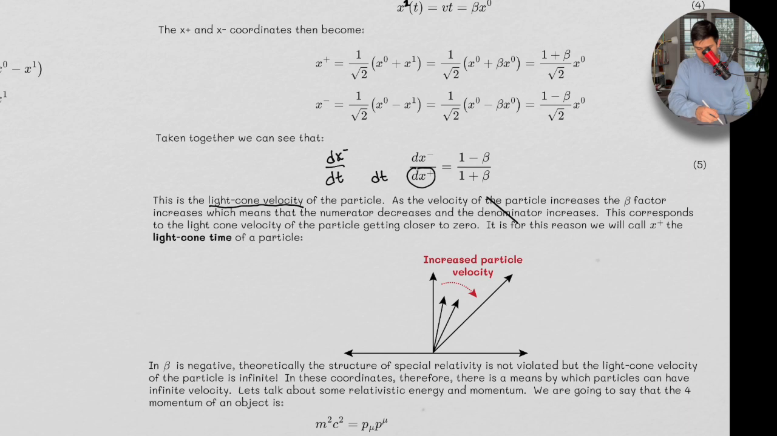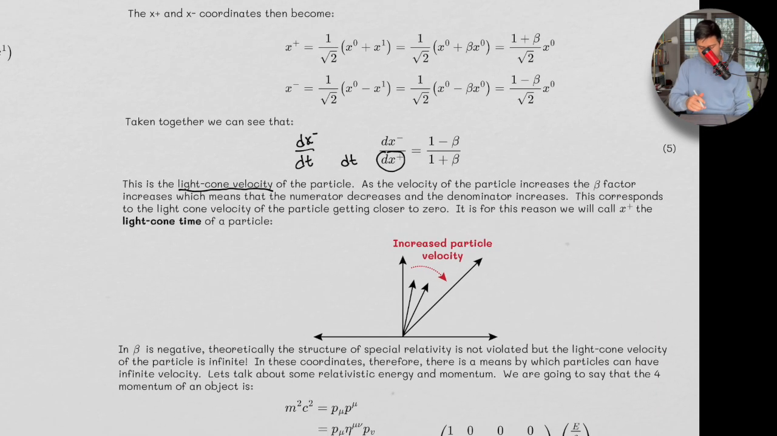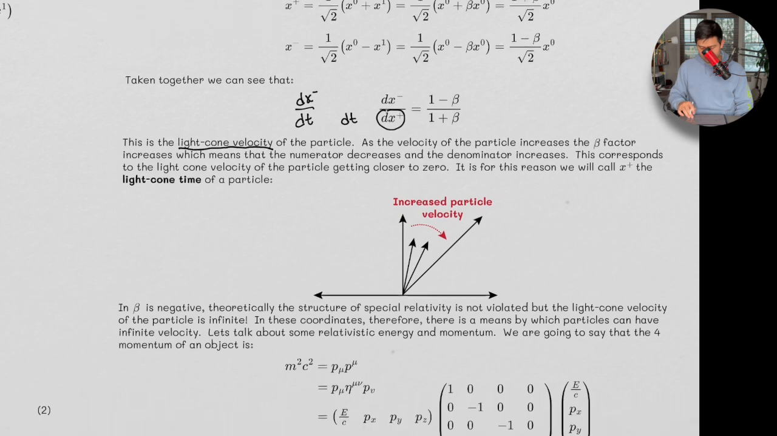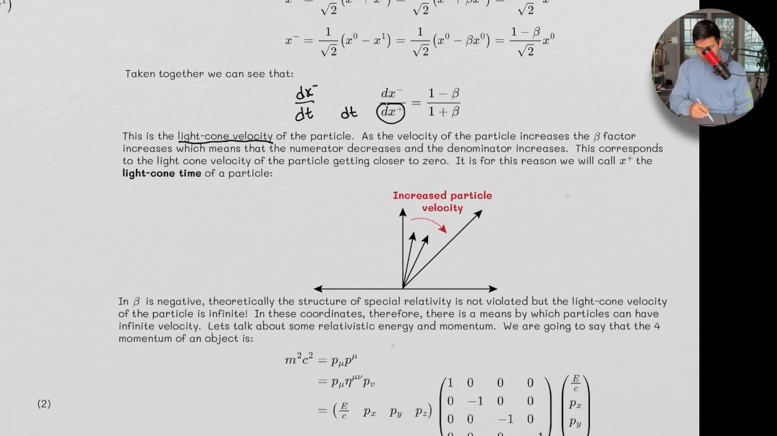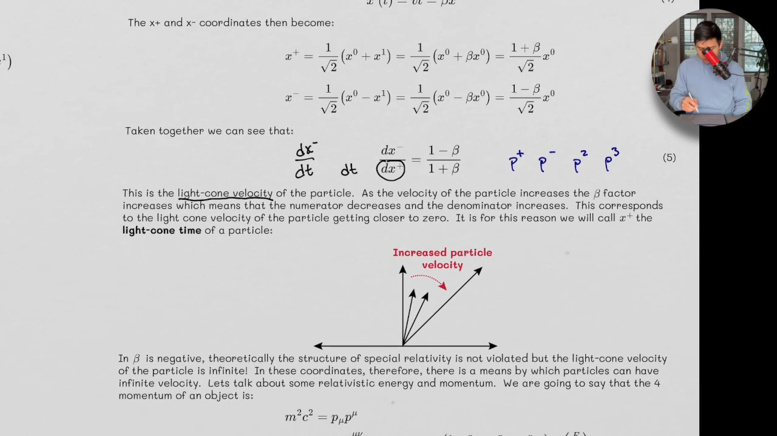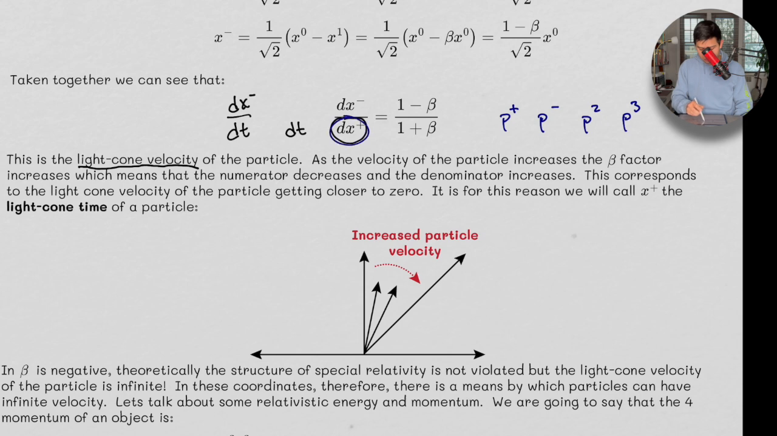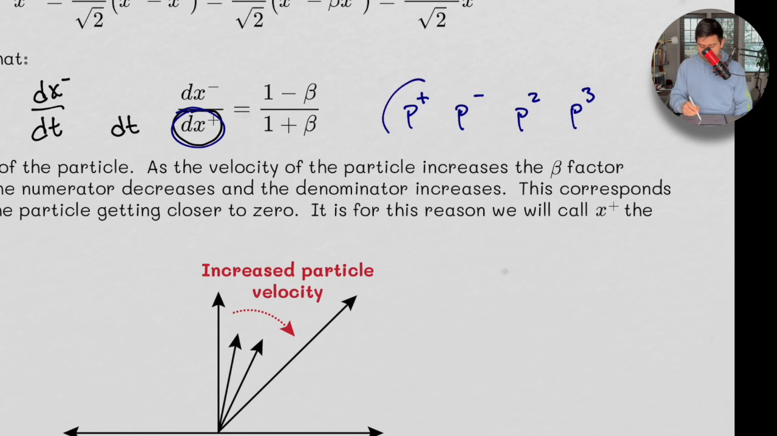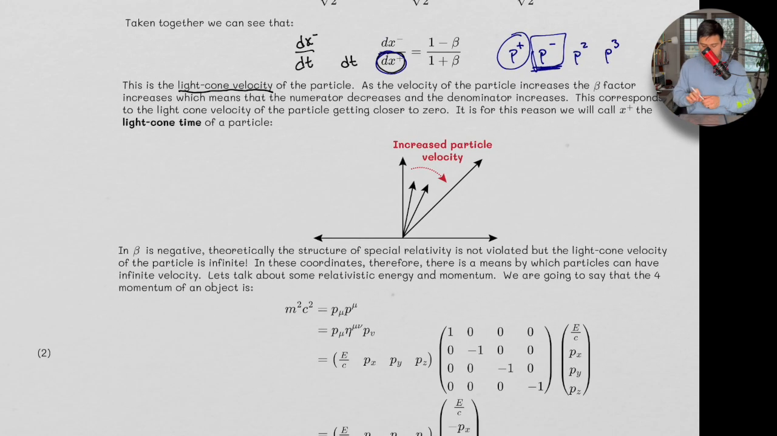And that's important because we need to make a choice later for when we do momentum. When we're working with momentum, we're going to have a P plus, P minus, P2, and P3. We've picked dx plus to be the temporal component. This is the temporal component. So you would think maybe we should pick P plus here to be the temporal component of our momentum in this new coordinate system. But that's not going to be the case, and we'll see why in the next video that we want to choose this guy. But let's go ahead and continue.